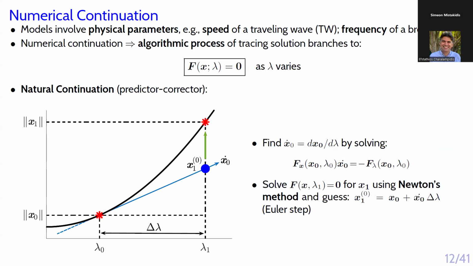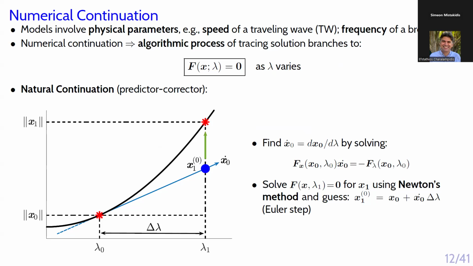If I have a system of nonlinear equations which involves a parameter lambda, I want to see if I can find X star solutions to this problem as this lambda varies. The natural approach is, if you know the solution for a specific value, let's say lambda naught, I can find the solution nearby by using a predictor corrector method, which means the following: I know the solution at lambda naught.